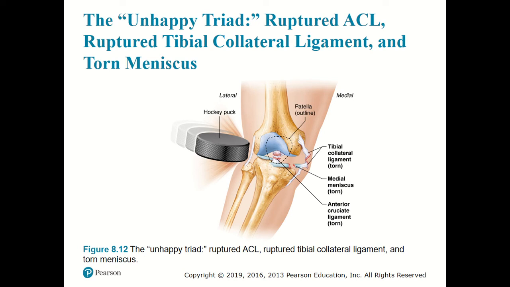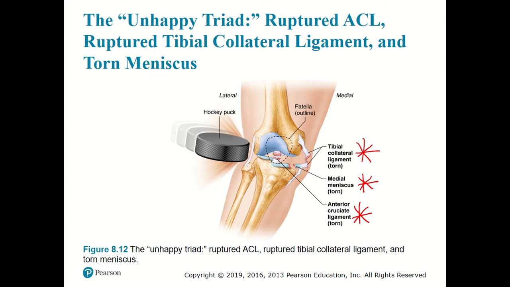The unhappy triad. And what do we see with the unhappy triad, right? The collateral ligament gets damaged, the meniscus gets damaged, and a cruciate ligament gets damaged. Okay? So let's take a look at those, right?